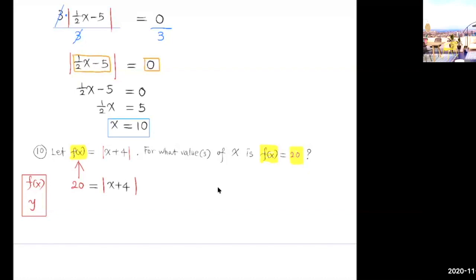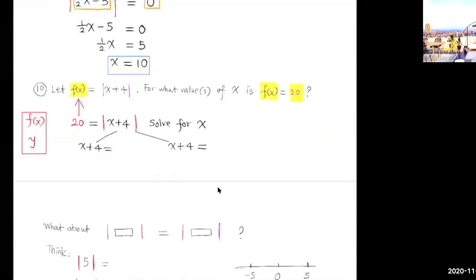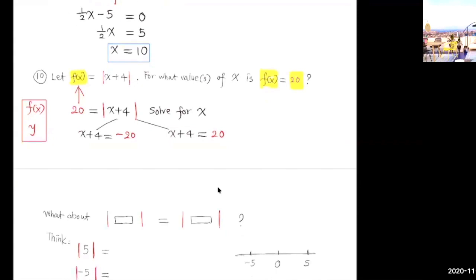And what are they looking for? They're looking for what value of x makes this true. So we're going to solve for x. So how do we solve for x? You break it into two separate equations, remember? So what are the two separate equations? One is x plus 4 equal to negative 20. The other one is x plus 4 equal to 20. Now, solving this one, subtract 4 on both sides.